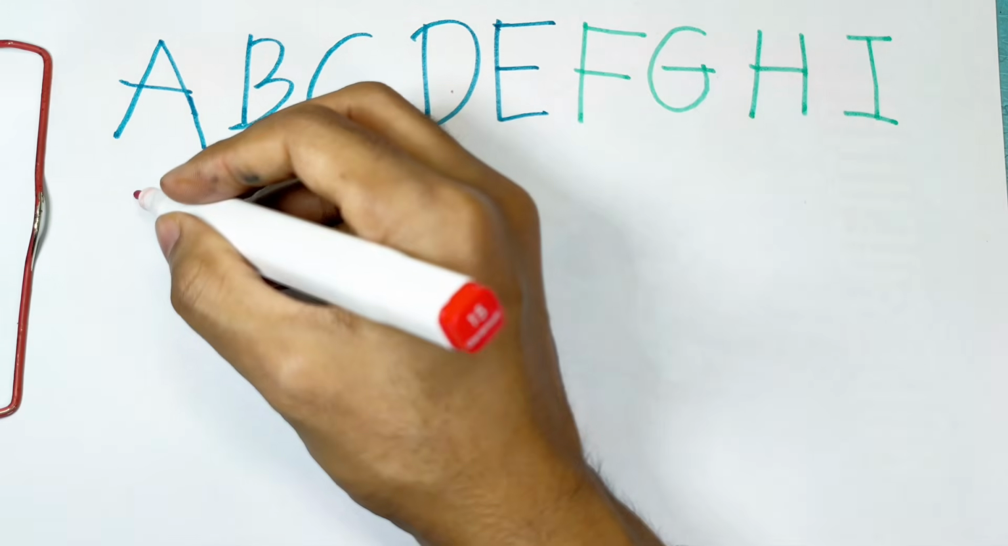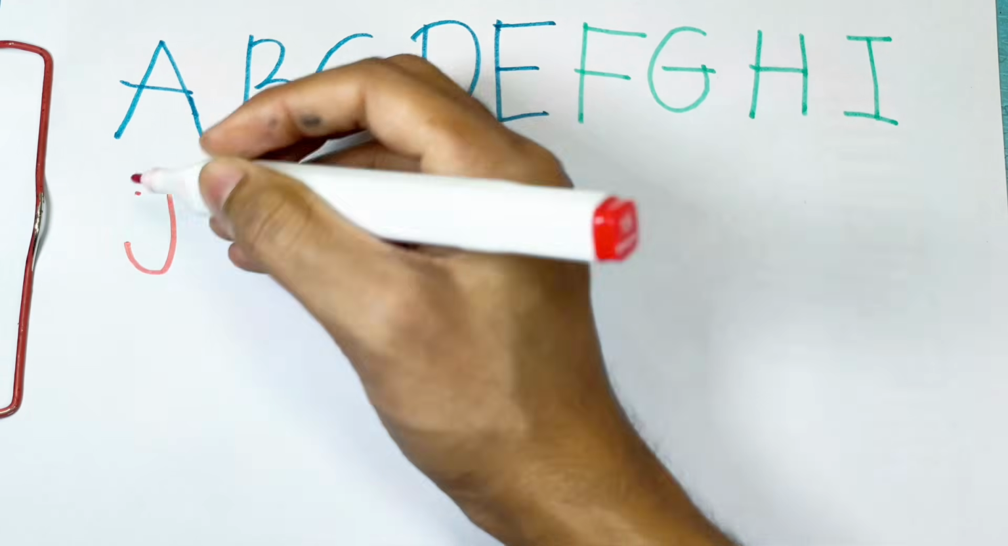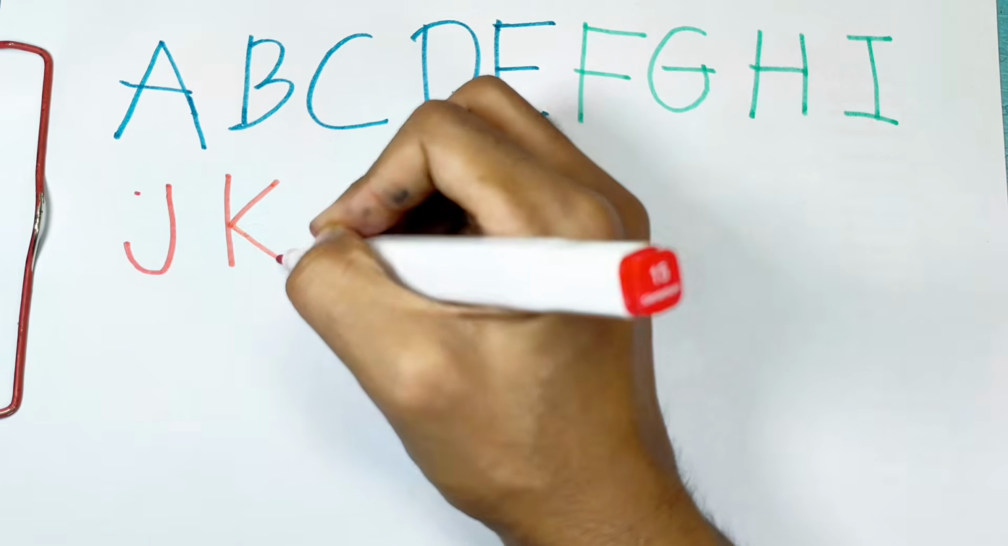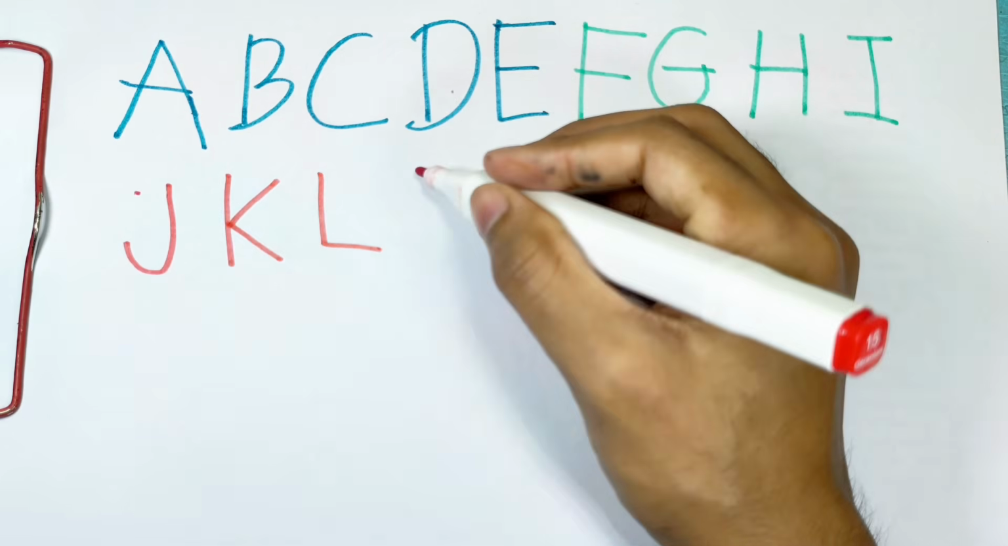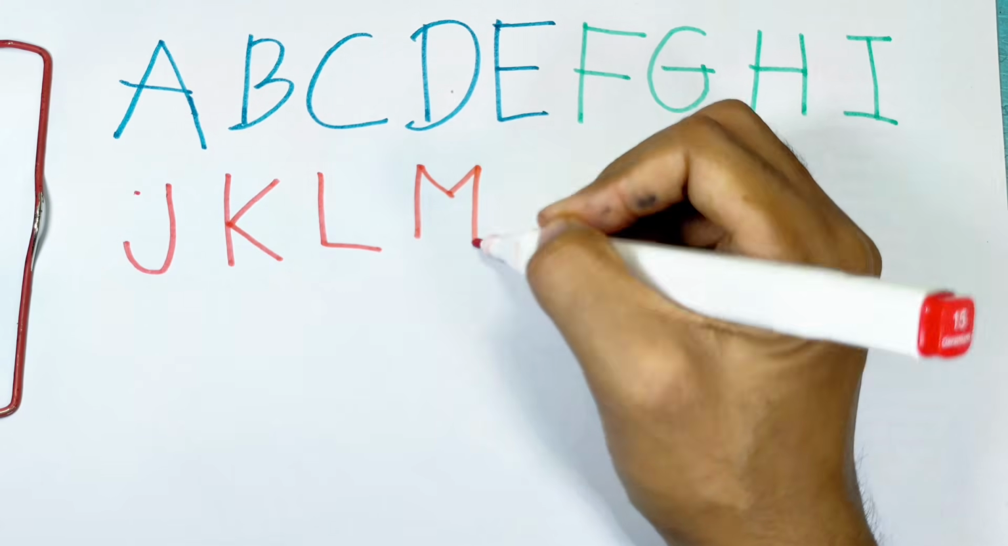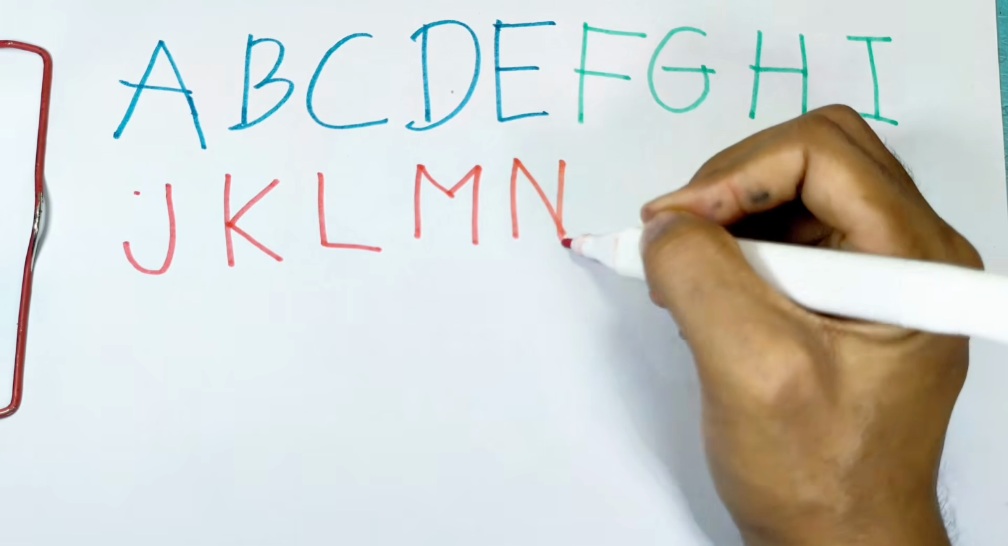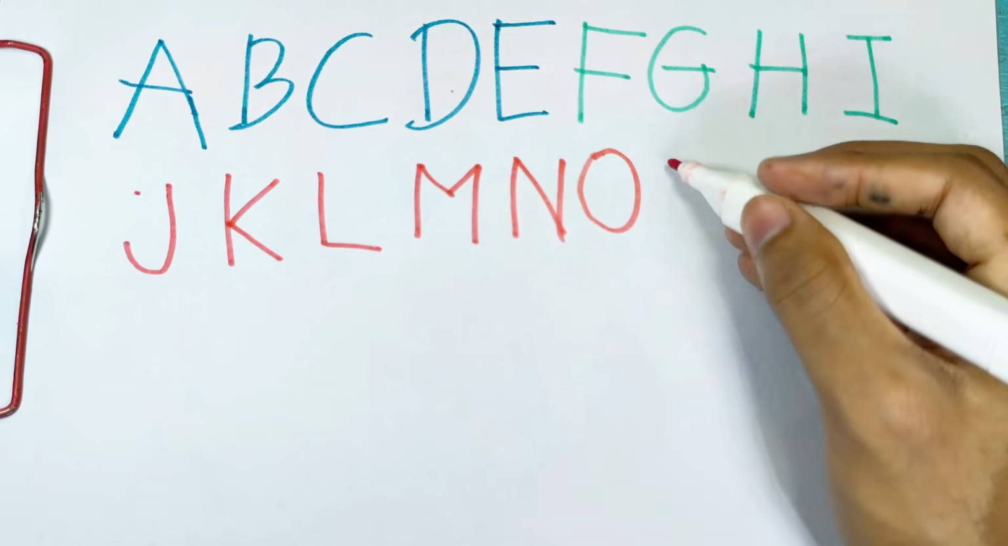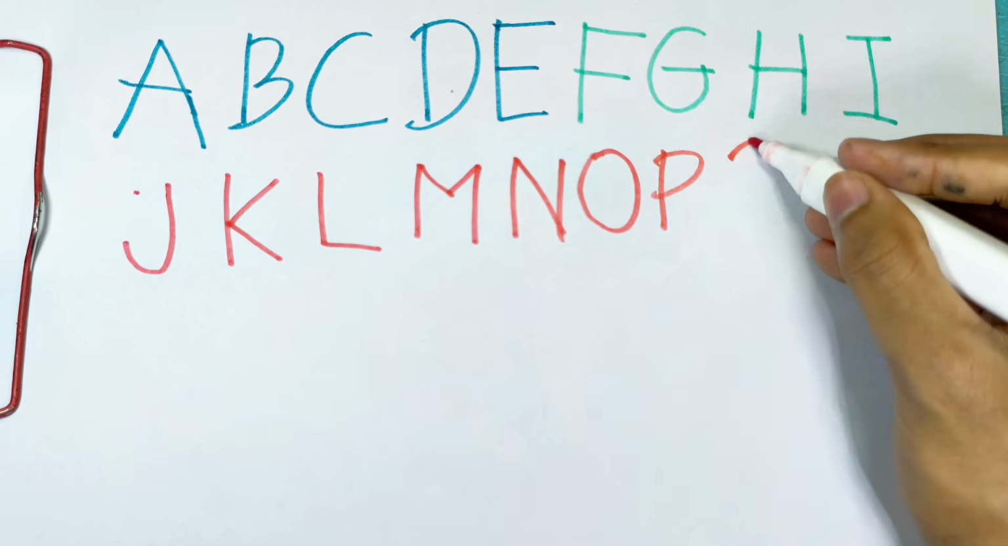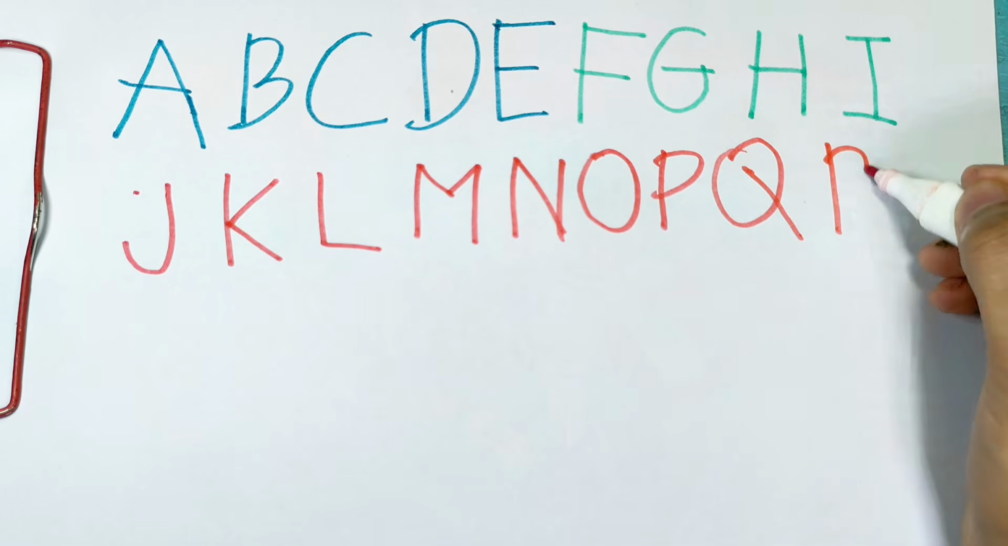Now we're writing J. J for jackfruit. And the next one is K. L. M for moon. M for mango. And the next one is N. N for nose. N for nest. O. P for penguin. Q. R for rose.